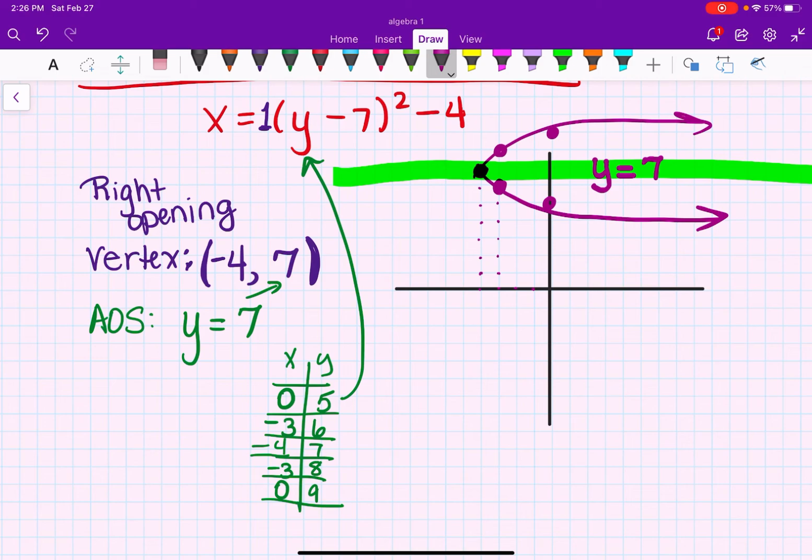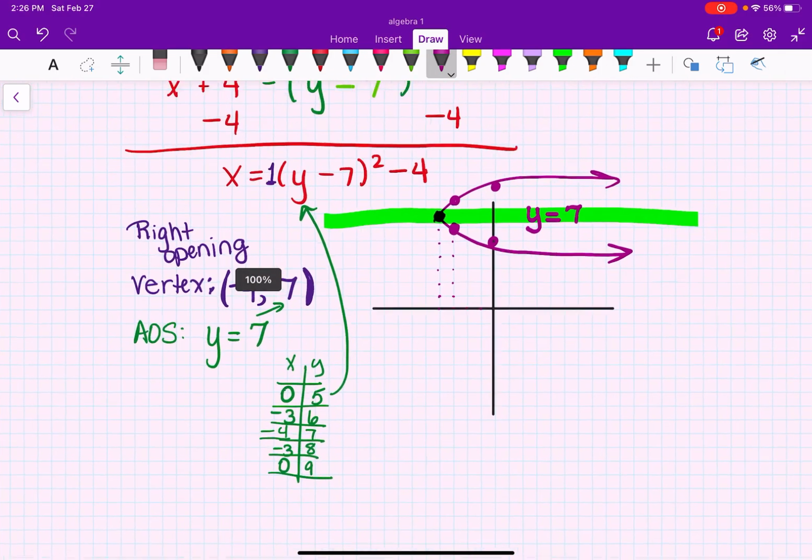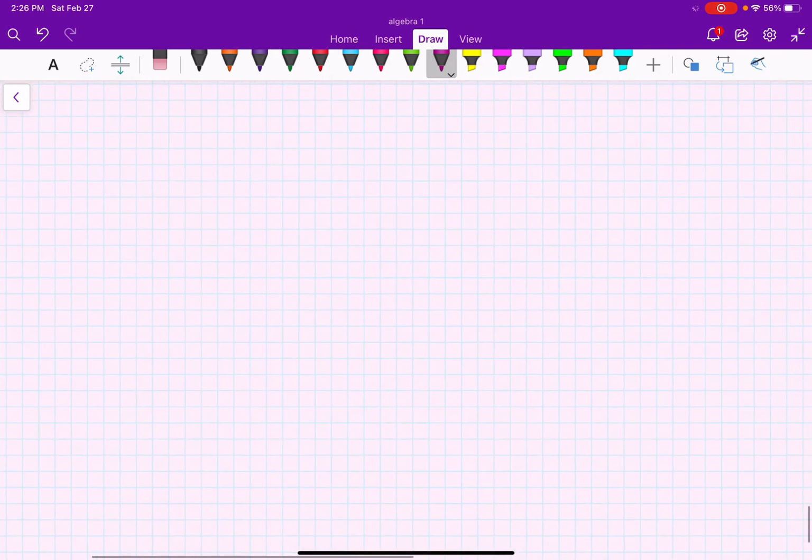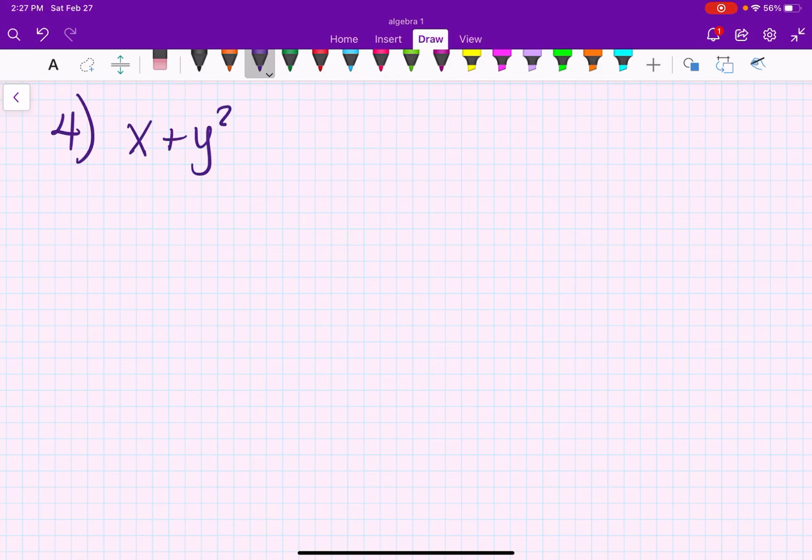And again, if you feel like you've got it because you're very conceptual or completing the square is something you know how to do, you don't have to listen to the next one, but I'm going to do it with you. Number 4, sorry, this lesson's a little bit long. I have x plus y squared equals 4y minus 1.